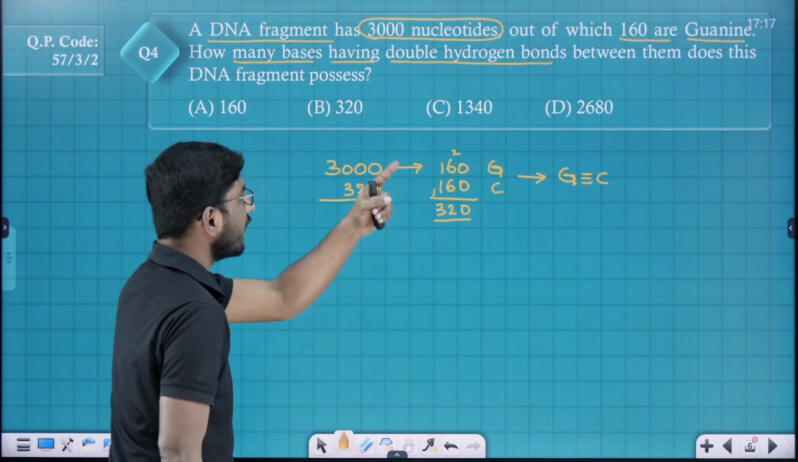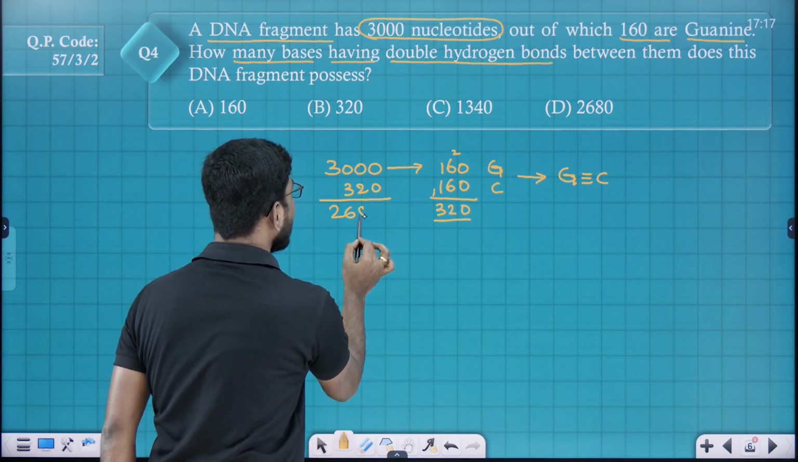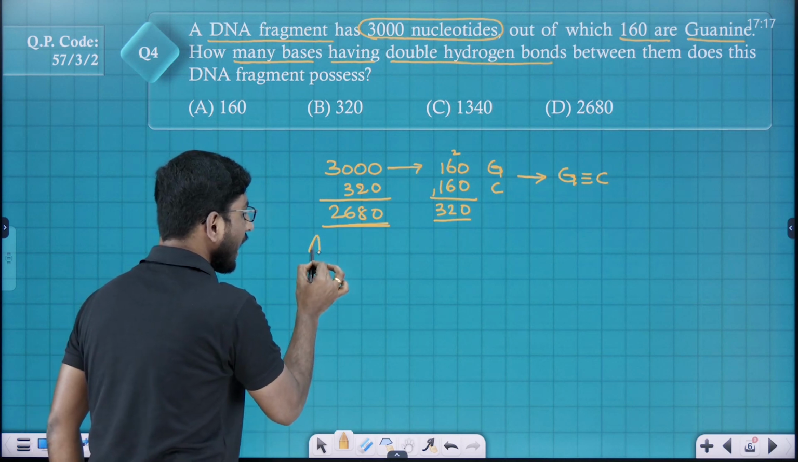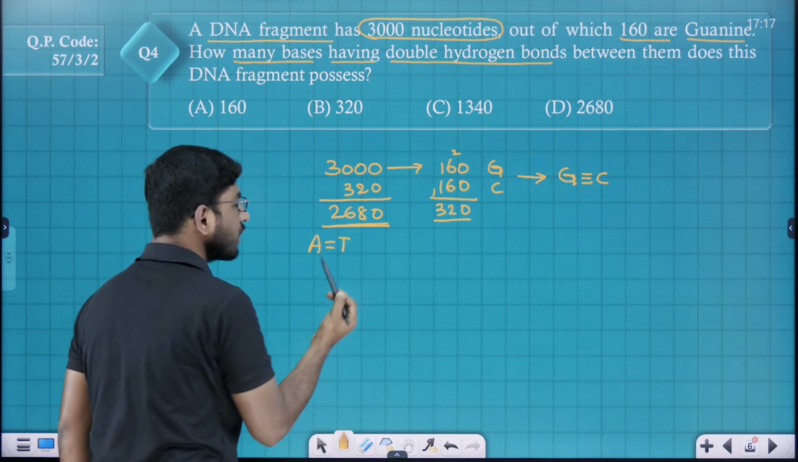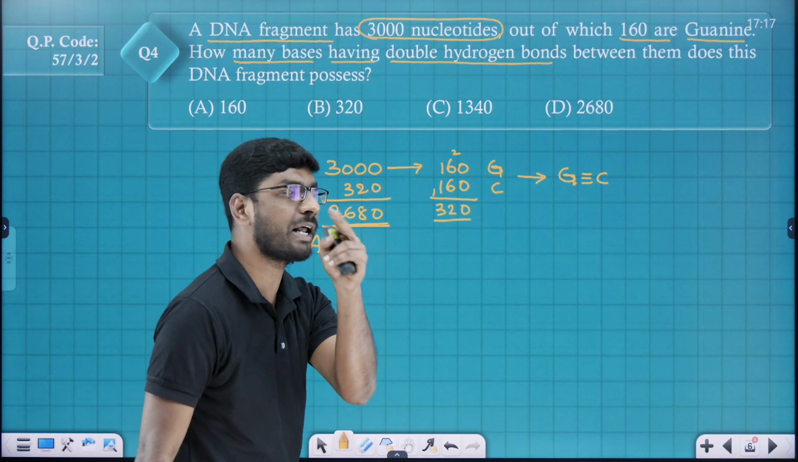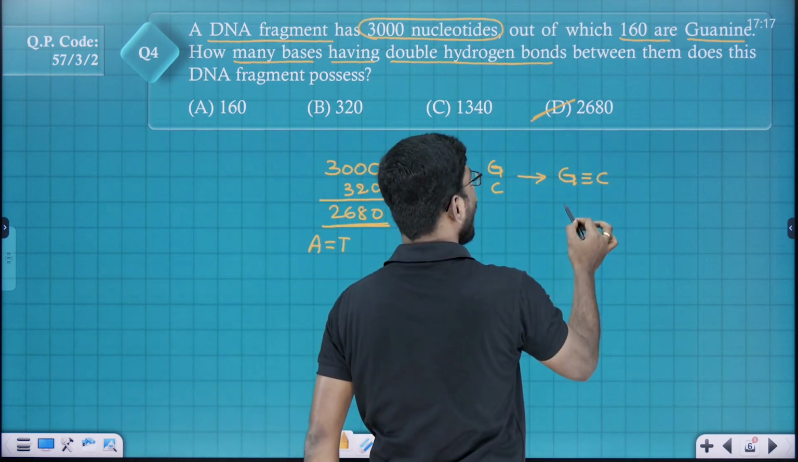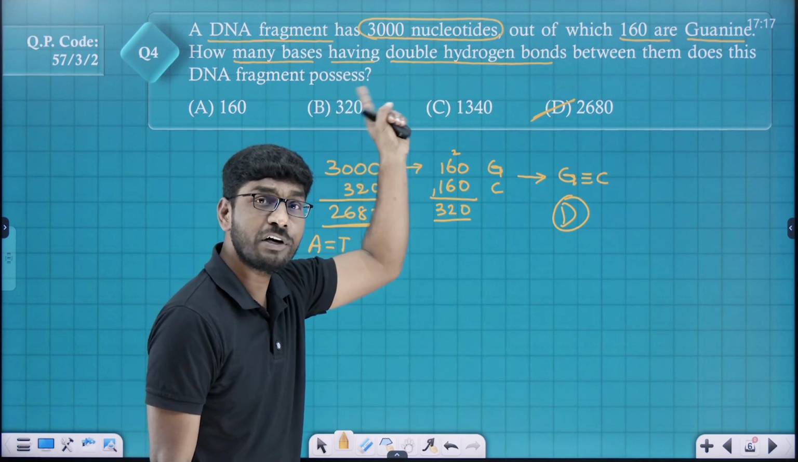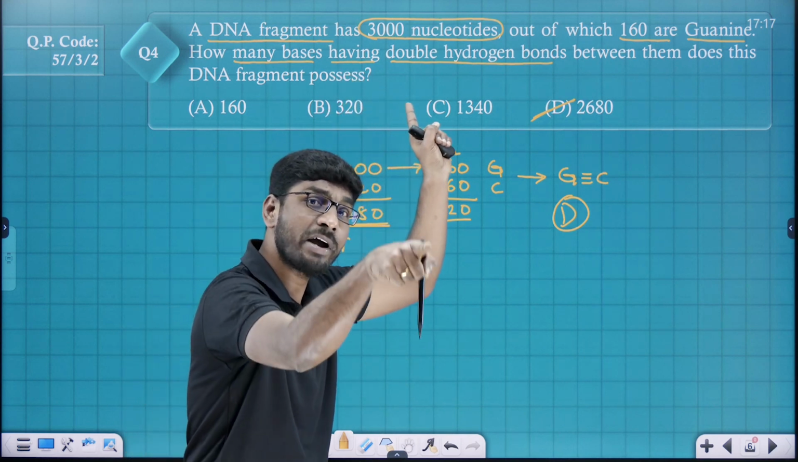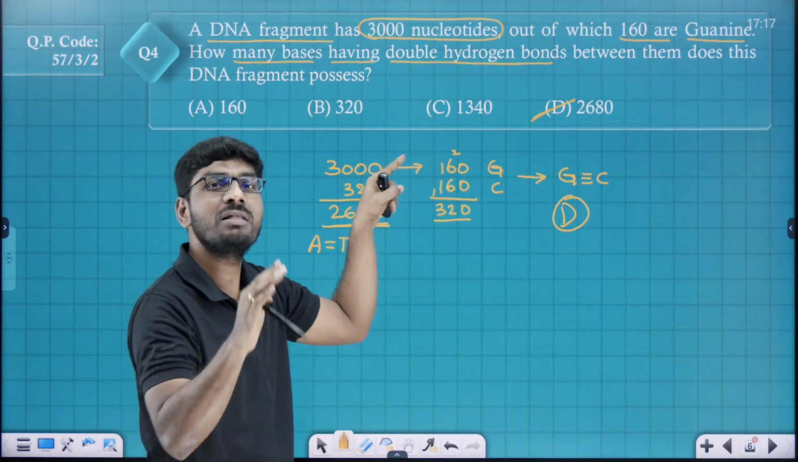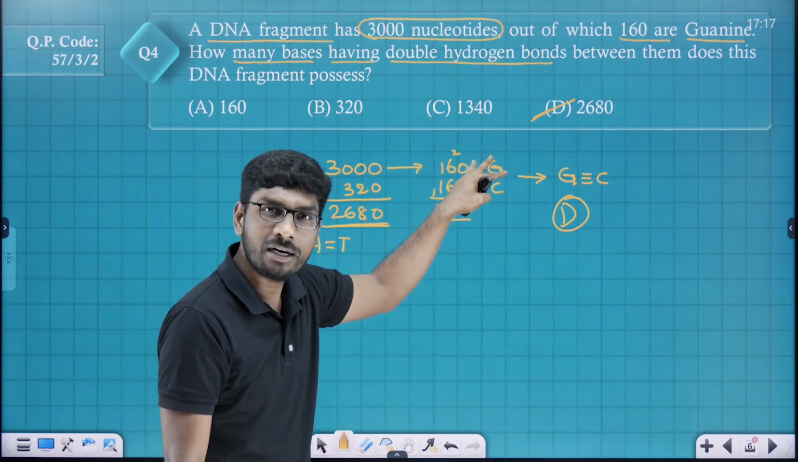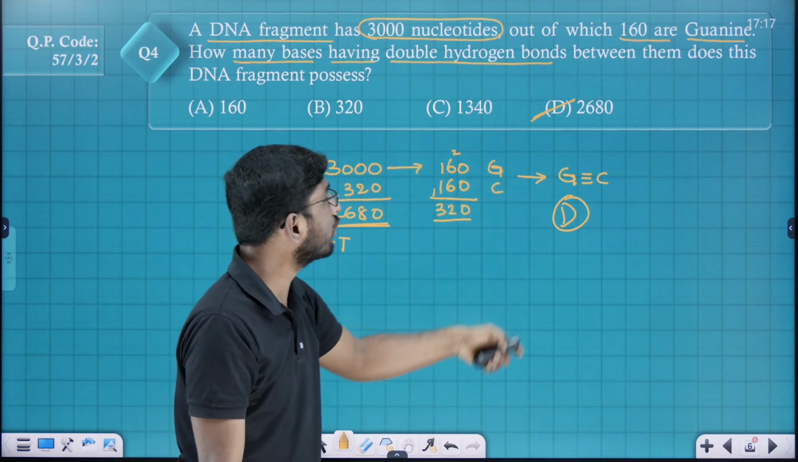So the right answer is 2680. 2680 nucleotides are A and T. So between them, which bonds are there? Hydrogen bonds. How many bonds? Double hydrogen bond. So our answer is option D. In the first question we saw 2500 nucleotides, but in this question 3000 nucleotides, same type based on the same topic. Am I clear? So we are moving on to the next question.